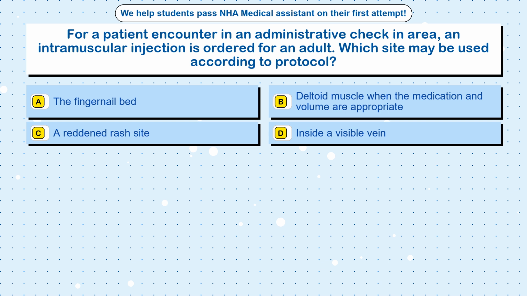Which site may be used according to protocol? Option A. The fingernail bed. Option B. Deltoid muscle when the medication and volume are appropriate. Option C. A reddened rash site. Option D. Inside a visible vein.